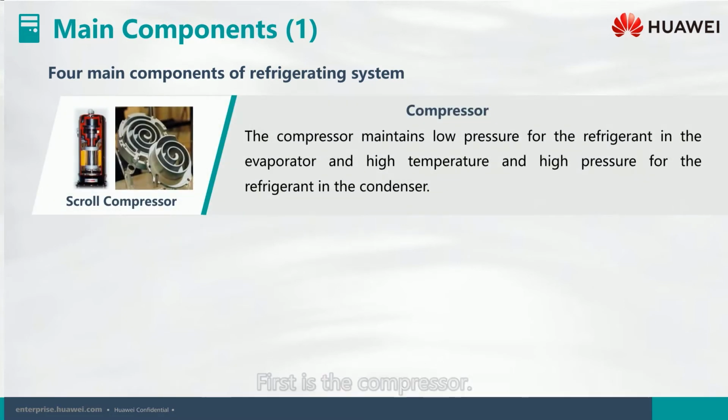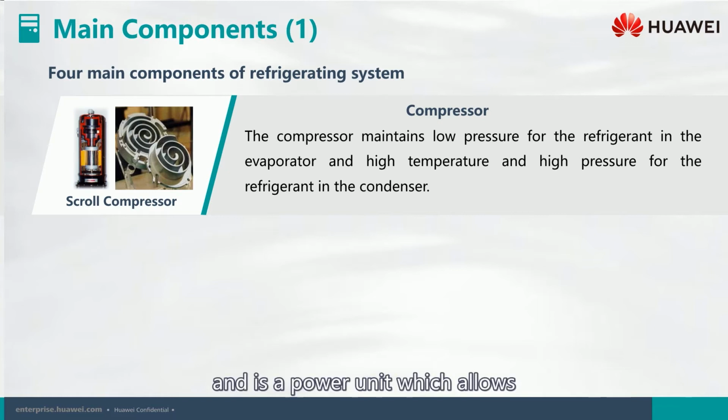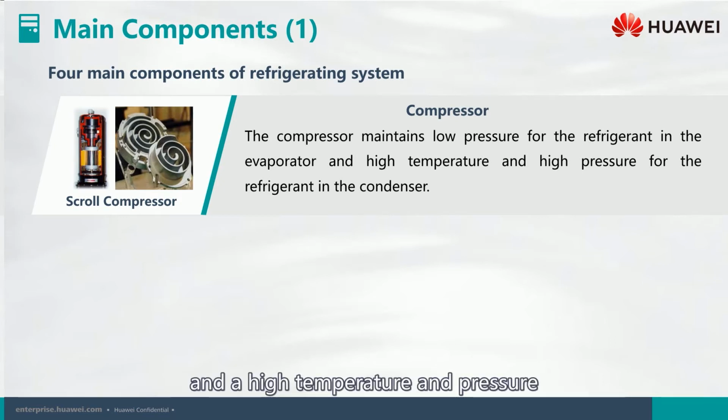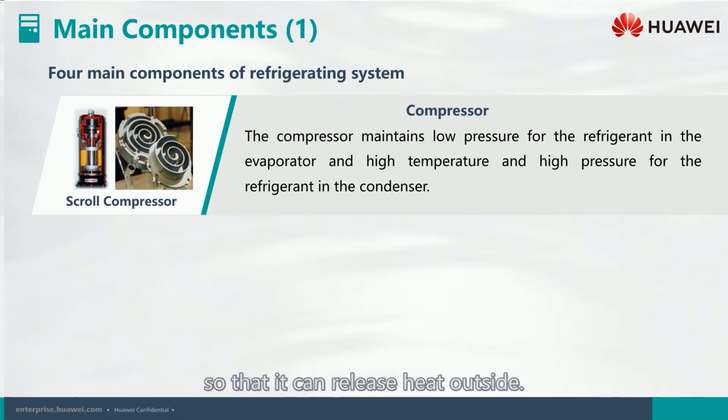First is the compressor. The compressor is the core of the refrigeration system and is a power unit which allows refrigerant to circulate inside the system. It maintains low pressure for the refrigerant in the evaporator and a high temperature and pressure for the refrigerant in the condenser. The compressor compresses the refrigerant to a high temperature so that it can release heat outside.